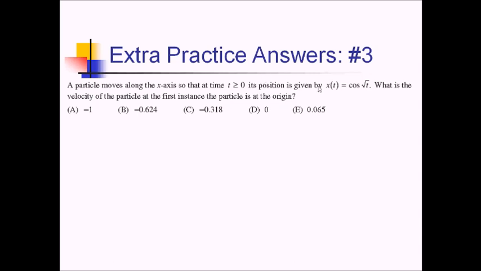For this problem, we have a particle moving on the x-axis for time greater than or equal to 0. Position is given by this cosine of radical t function. We want the velocity of the particle at the first instance the particle's at the origin. To get the velocity, we need to plug a number into a velocity formula, which, since this is a calculator problem, we can do with MATH 8 at a certain value, but we don't know what time value to plug in yet. To find that, we need to figure out when this particle is at the origin, which means figuring out when this x of t function, cosine of radical t, equals 0.